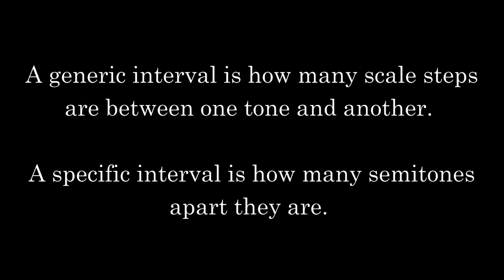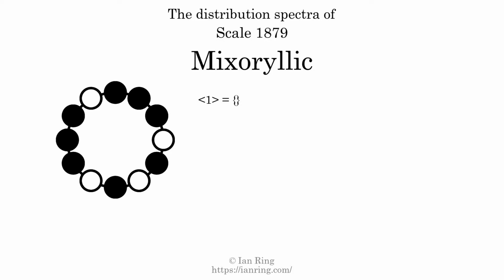A generic interval is how many scale steps are between one tone and another. A specific interval is how many semitones apart they are. The generic interval of one scale step comes in two different specific interval sizes, 1 semitone and 2 semitones. The spectrum width of this generic interval is the highest, 2, minus the lowest, 1, which equals 1. The generic interval of 2 scale steps comes in 3 different specific interval sizes, 2 semitones, 3 semitones, and 4 semitones. The spectrum width of this generic interval is 2.